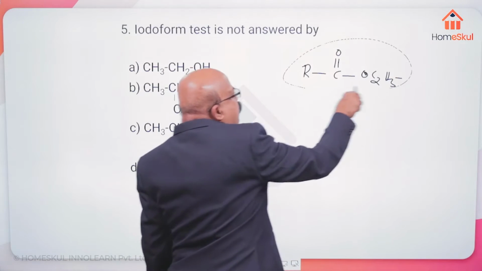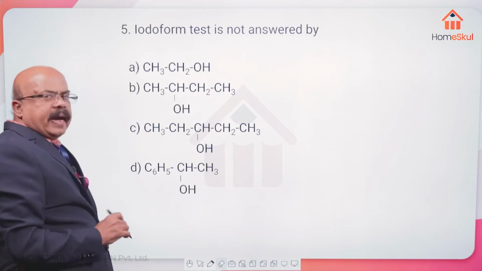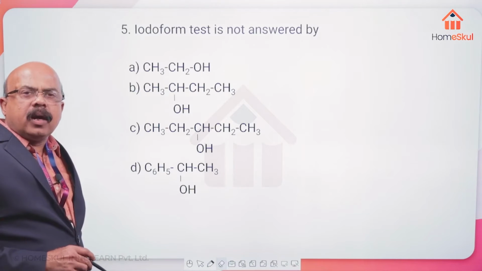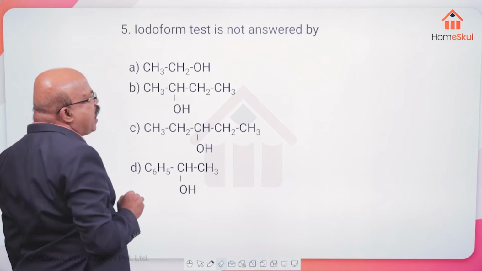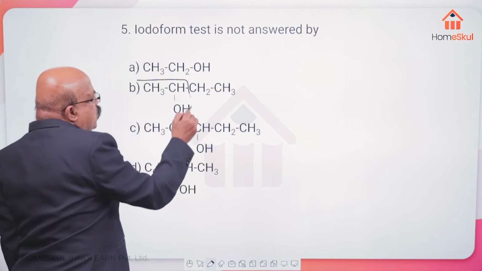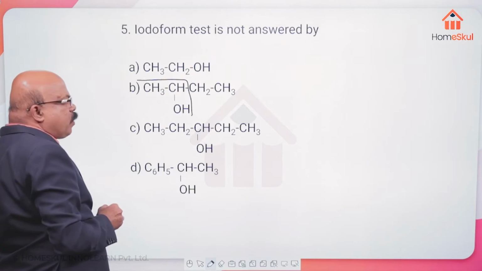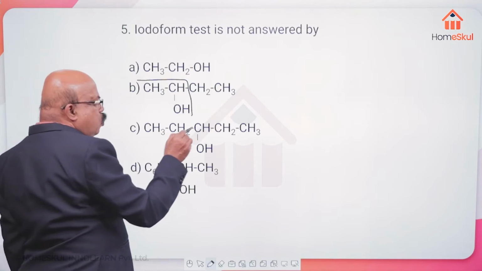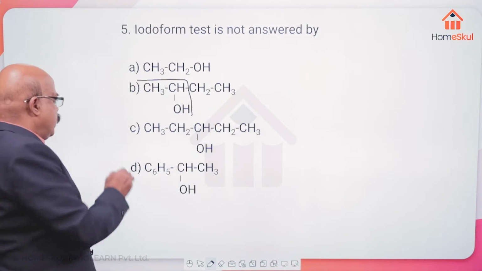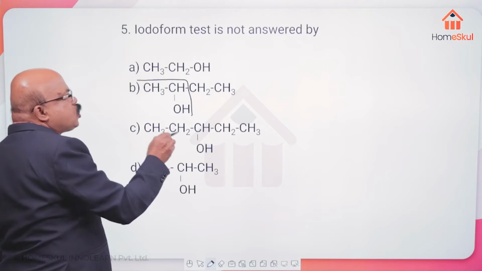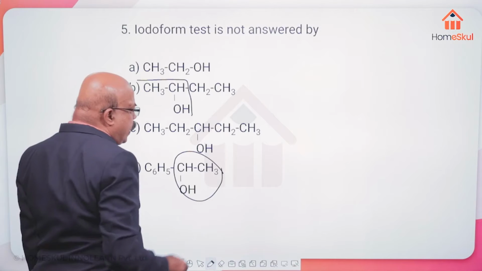So this reaction can be useful for distinguishing these compounds. Ethanol is a primary alcohol. Among primary alcohols, this can give the iodoform reaction. It has the CH3CHOH group, alkan-2-one. It can give the iodoform reaction. CH3CH2CHOH, it is secondary but not alkan-2-one. So it is not answering the iodoform reaction. It is a compound having the CH3CHOH group.